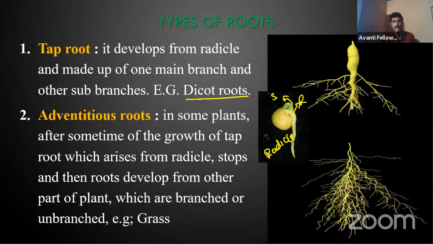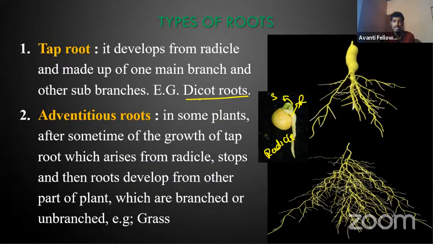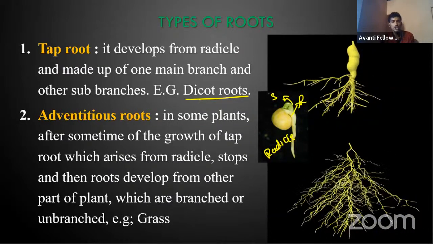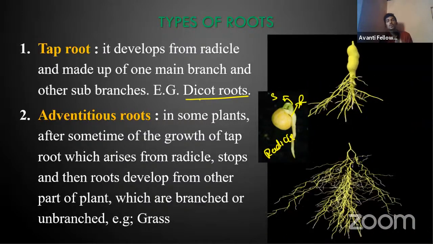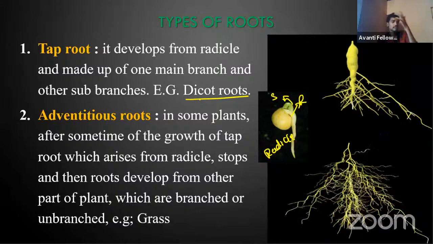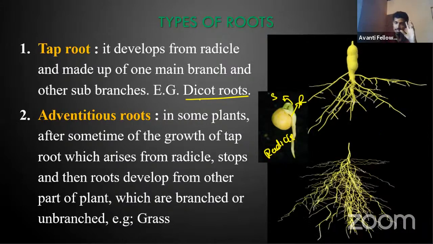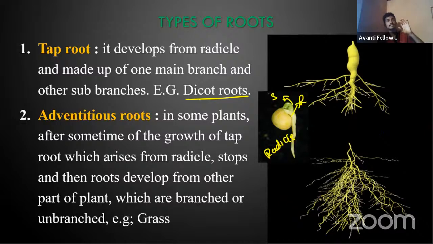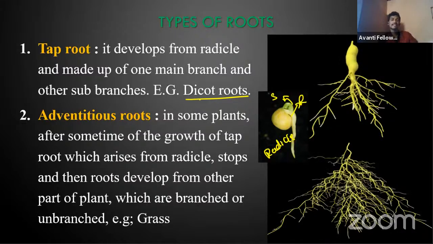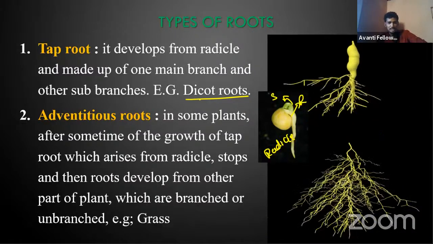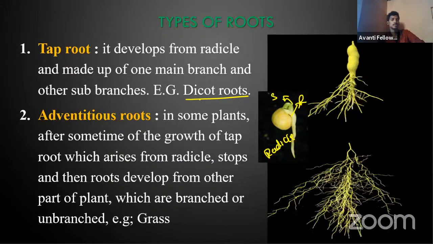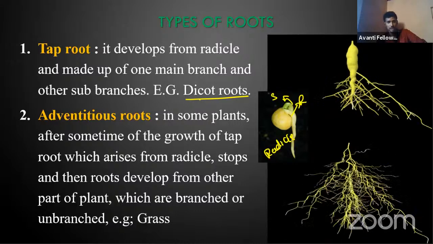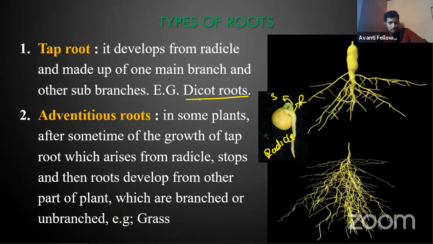Okay, so taproot means coming from the radicle or containing the radicle. Adventitious means apart from the radicle. Okay, apart from the radicle. So that's what makes us confused. Okay, remember, adventitious root means any root which comes out from other than the radicle; we call it adventitious only. But what I'm referring to here is the adventitious root related to monocot plants. Probably you already know about that.